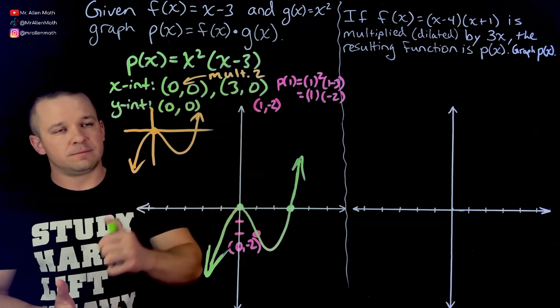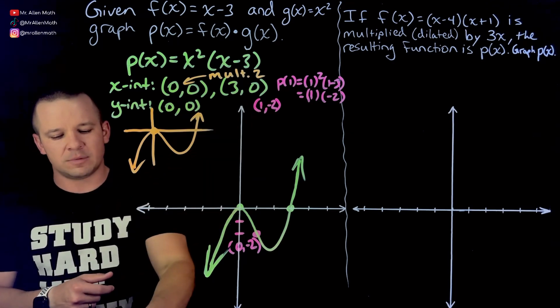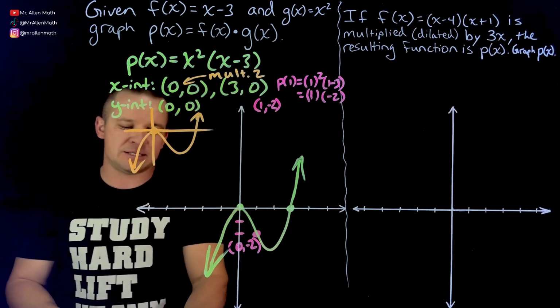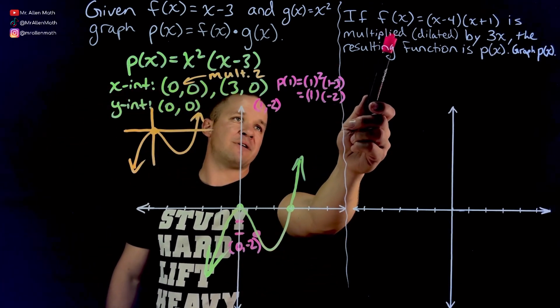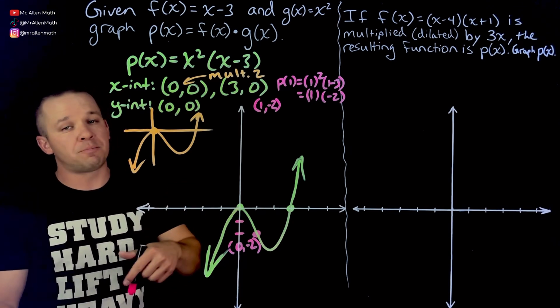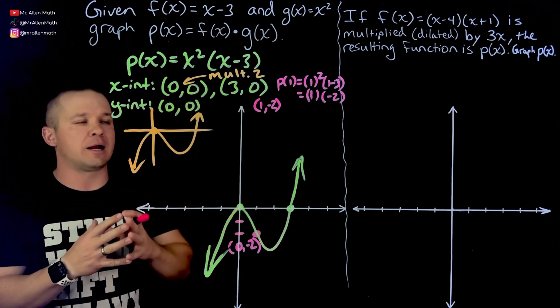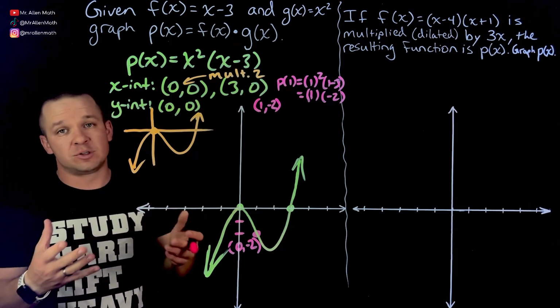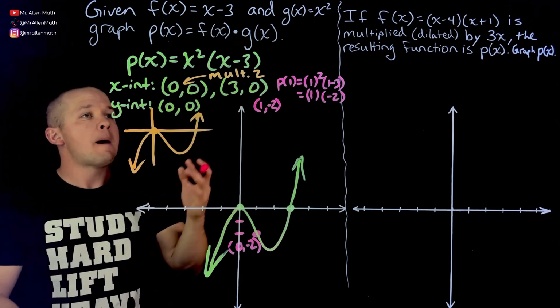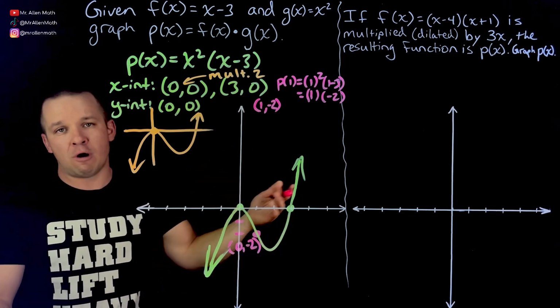Now, how about this one? And I did say that they are similar, but they look like they're worded very differently. But we can approach them in a similar way. Check this out. It says if f of x equals x minus 4 times x plus 1 is multiplied or dilated. Some people will use the word dilated, like in geometry, like multiplying. I prefer multiplied, but some texts use dilated by 3x. The resulting function is p of x, graph p of x.